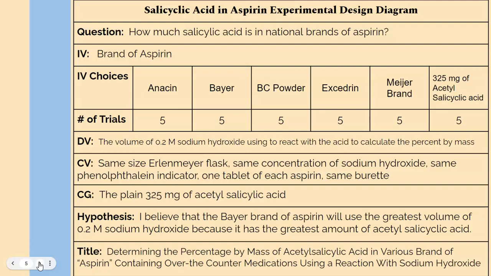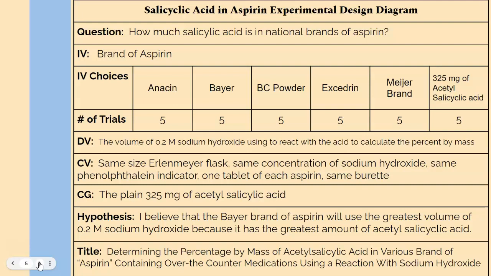We're going to use the same sized Erlenmeyer flasks. We're going to use the same concentration of sodium hydroxide, the same phenolphthalein indicator. We're going to use 1 tablet of each aspirin, and we're going to make sure that we're massing it on the same balance. We're going to use the same burette for everything so it's delivering the right way. The CG in this case will be just the acetylsalicylic acid that I measure out. That should be the same mass of acetylsalicylic acid it should be in the other tablets.